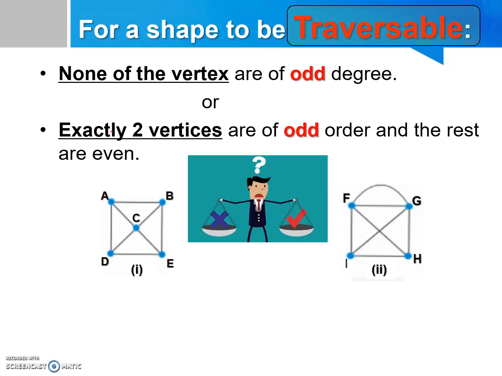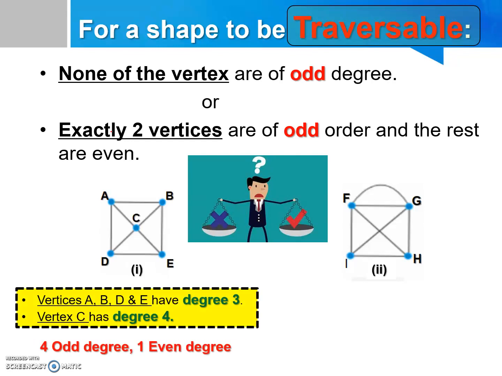Can you predict or determine which of the networks is traversable? Well, let's analyze the questions together. For the first network, vertices A, B, D, and E have degree of 3, while vertex C has degree of 4. So, we can conclude that it has 4 odd degrees and 1 even degree. Since a traversable network has either 0 or exactly 2 odd degrees, but the first network here has 4 odd degrees, hence it is not a traversable network.